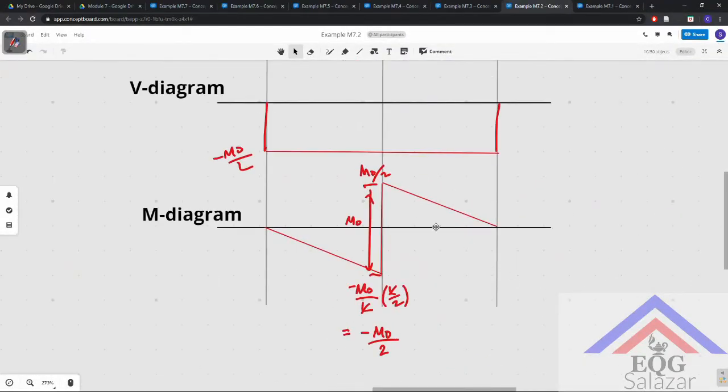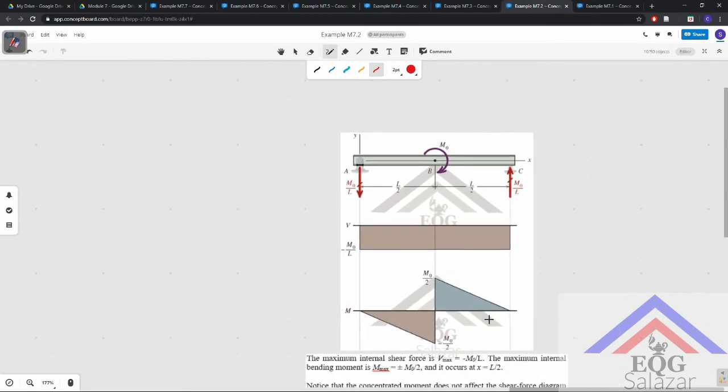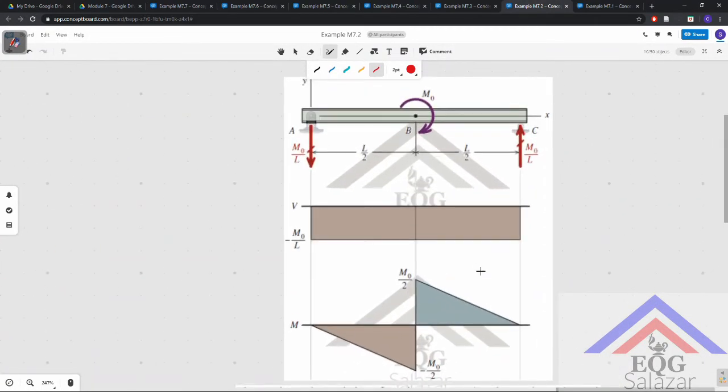So this is the maximum value for shear, Vmax, and the maximum value for the moment is positive and negative M naught over 2, which is shown here. And this is a better, neater representation of the shear and moment diagram. So I hope that's clear.